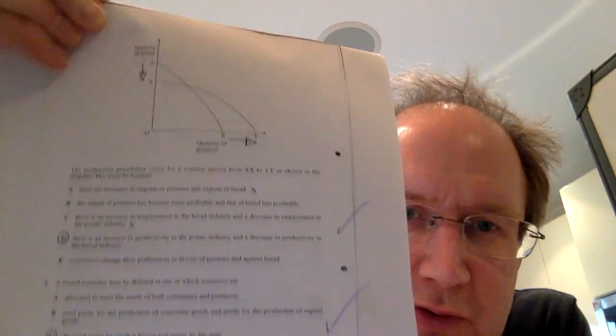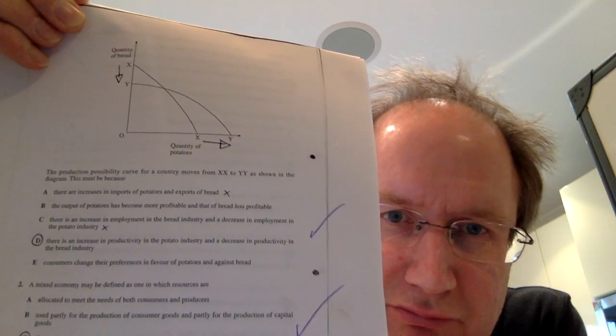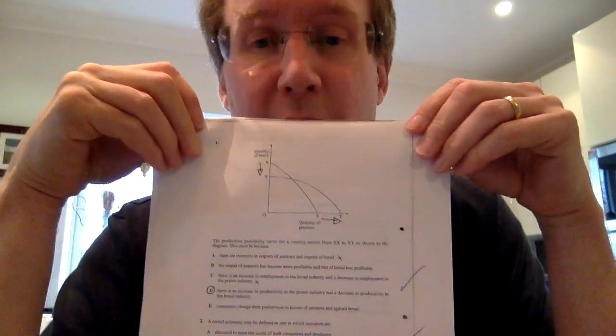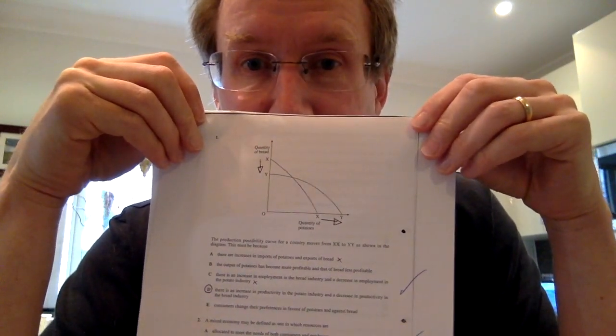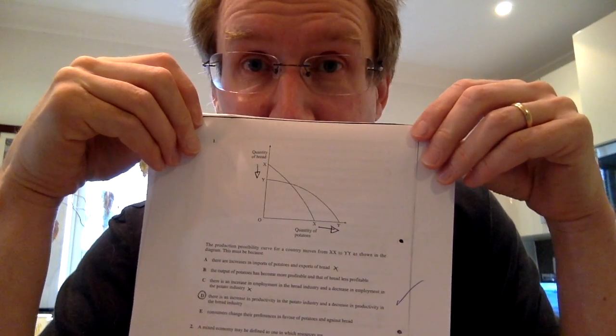This is the feedback on the multi-choice that I set over half-term, that starts with that question on potatoes and bread. So, first one then is the potatoes and bread question. What we can see, remembering what PPFs show, is the potential output of each.